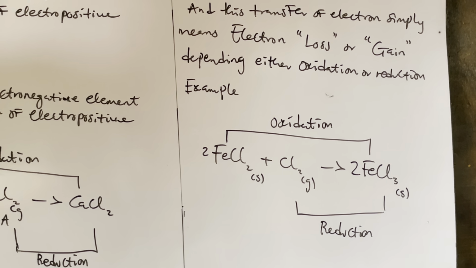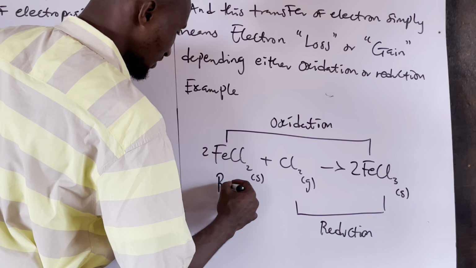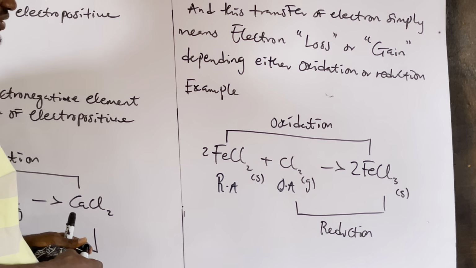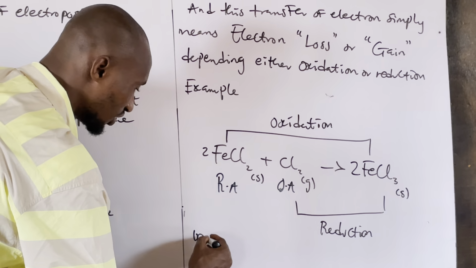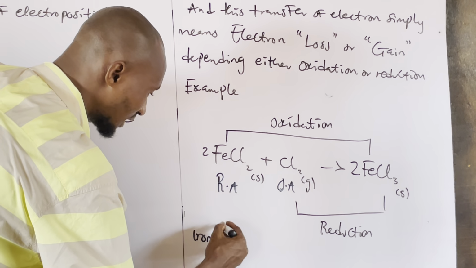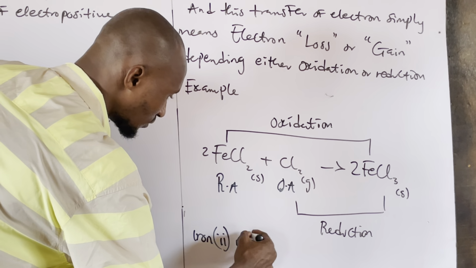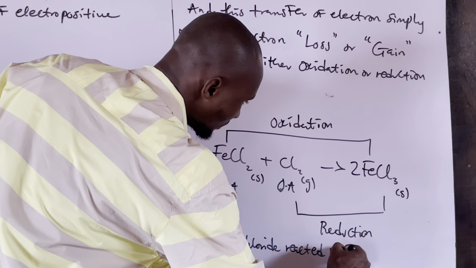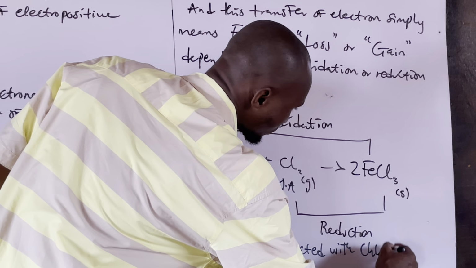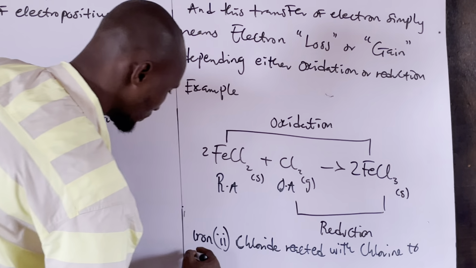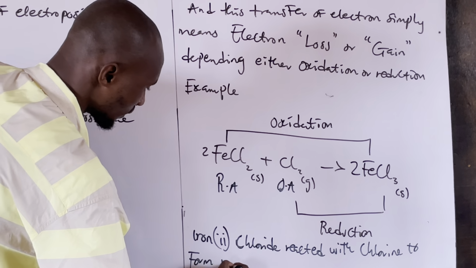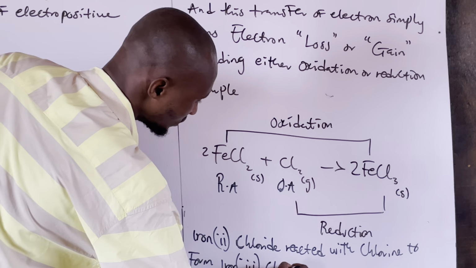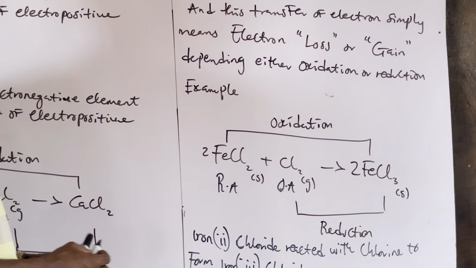Prove it. Because this one now is reducing agent. Are you aware? And this is oxidizing agent. That is iron 2 chloride reacted with chlorine to form iron 3 chloride.